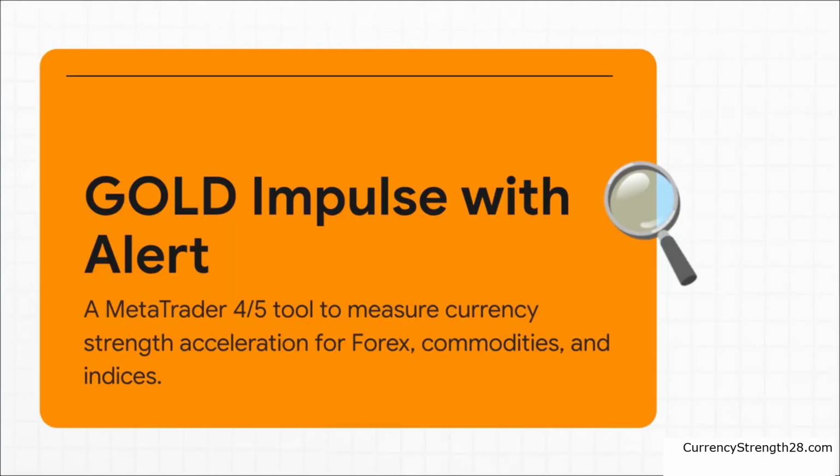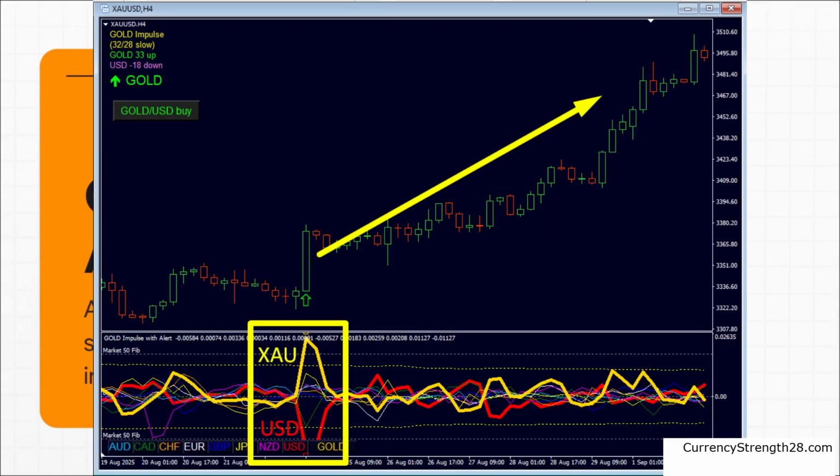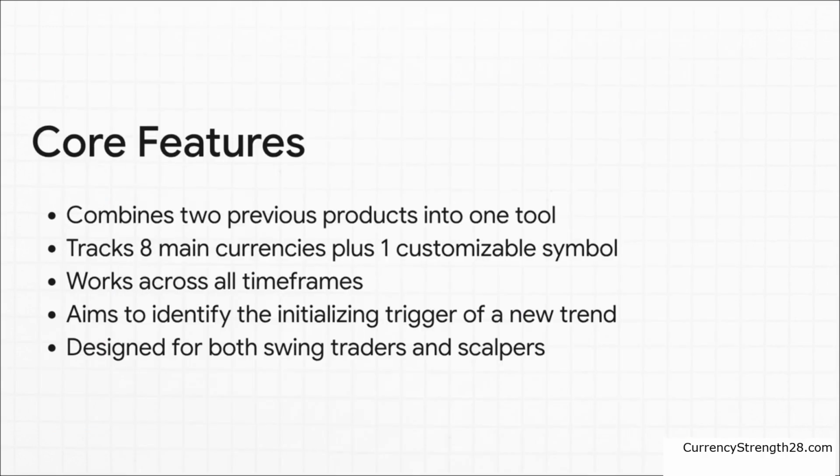So what is this thing officially? It's the Gold Impulse with Alert Indicator. And basically, it's a tool for the MetaTrader 4 and 5 platforms. Its whole job, according to the manual, is to track that acceleration of strength we just talked about. And not just for Forex pairs, we're talking commodities like gold and even stock indices too. Let's look at the core features.